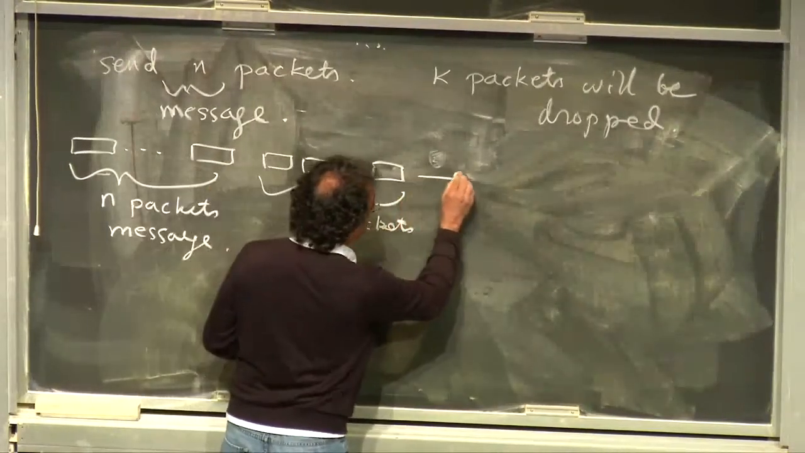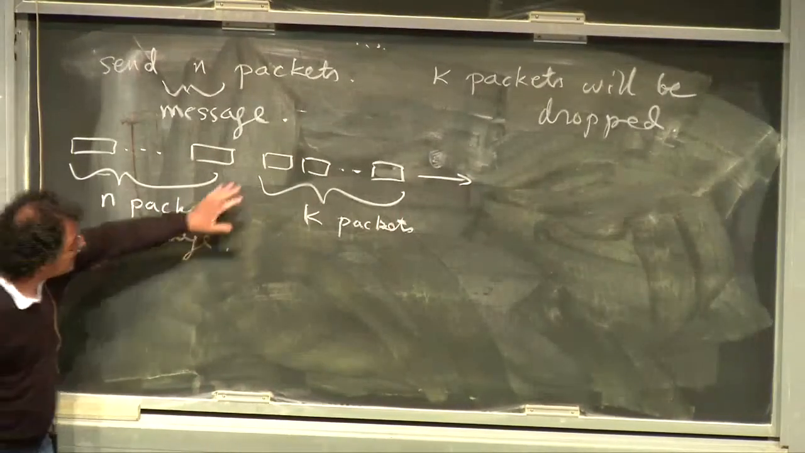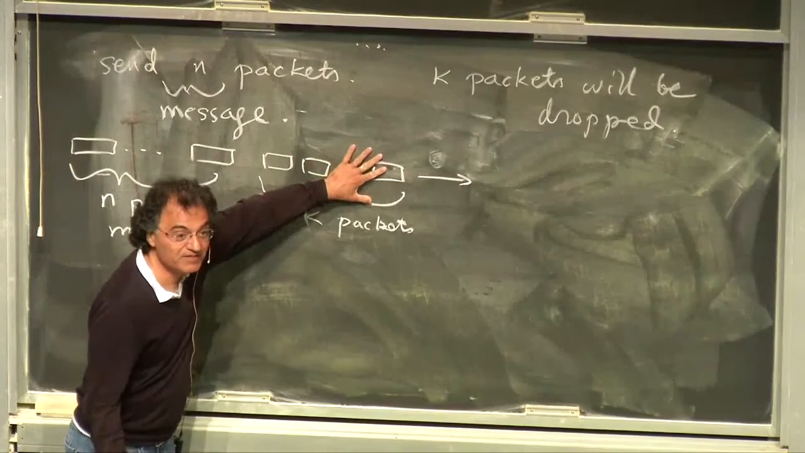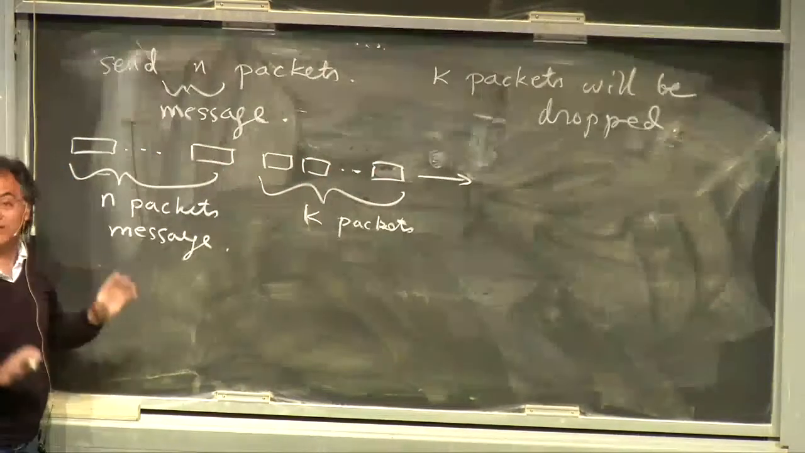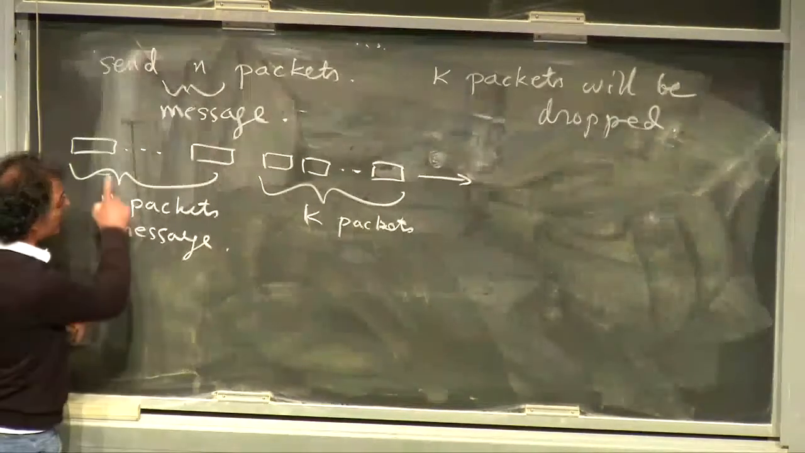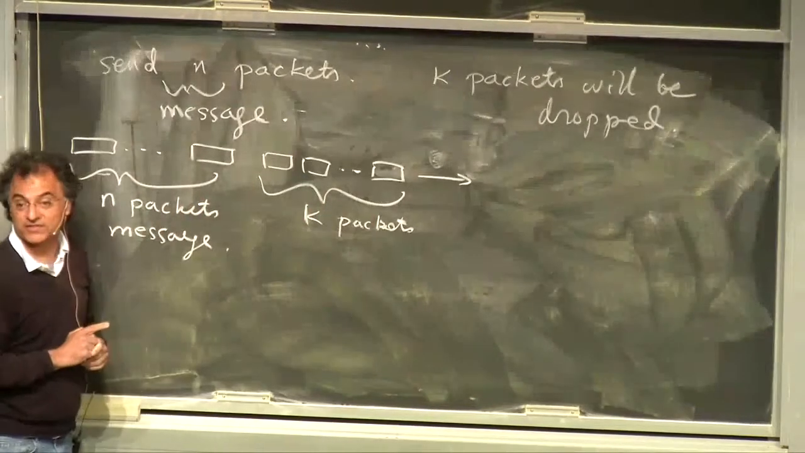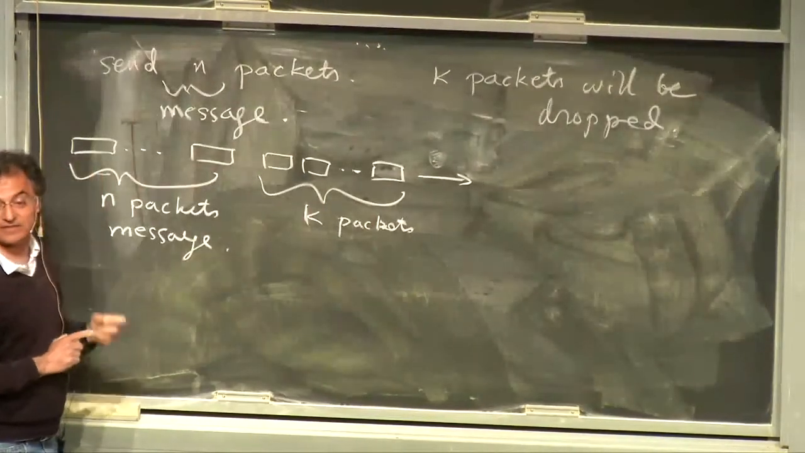And now the property that you want is that, of course if these k packets got dropped, everything is good. Then these n are the message, and everything is fine. But the property that we want is, no matter which k of these n plus k packets get dropped, the recipient should be able to figure out what these n packets are.